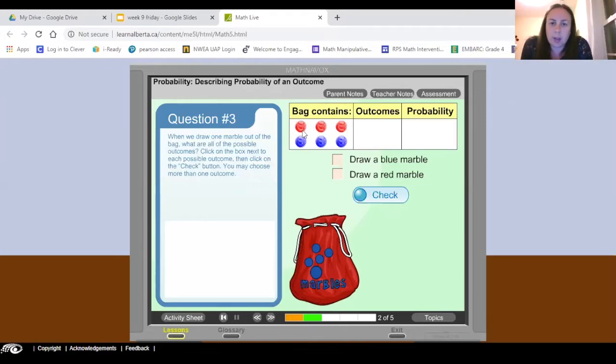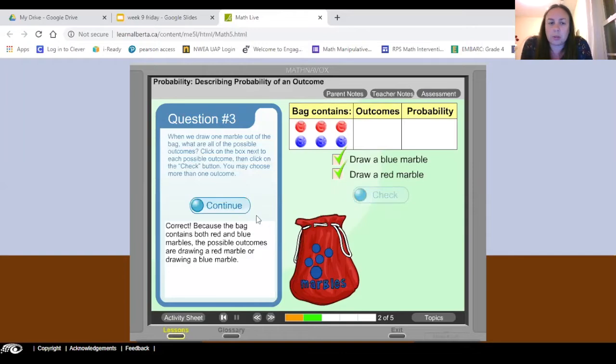All right, so we have 3 red and 3 blue. There are blue in the bag and there are red in the bag. So we could select a blue marble or a red marble. We are correct because there are both red and blue marbles. The possible outcomes are drawing a red marble or drawing a blue marble.